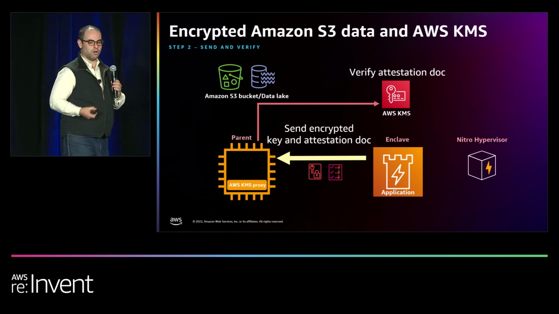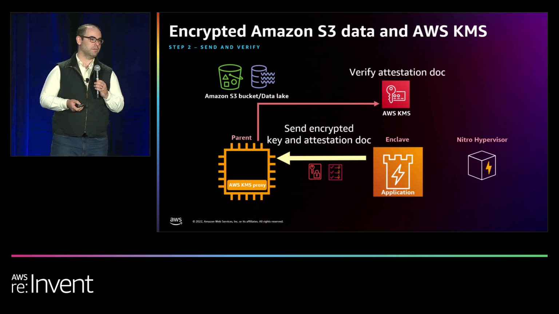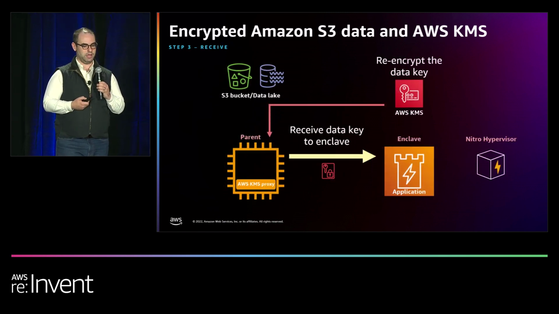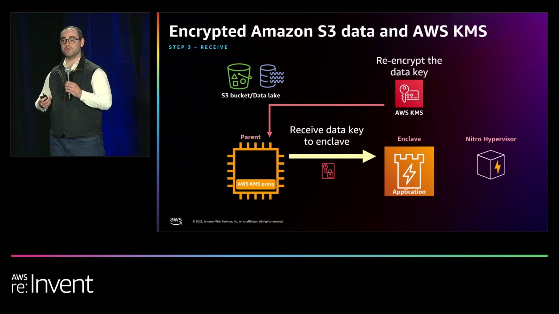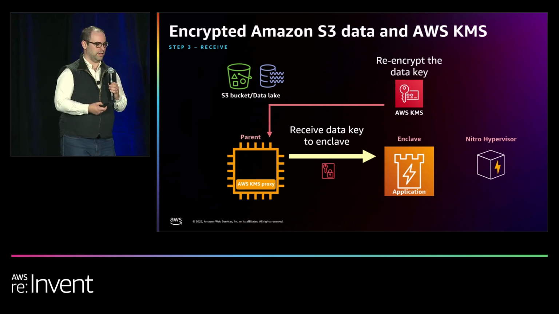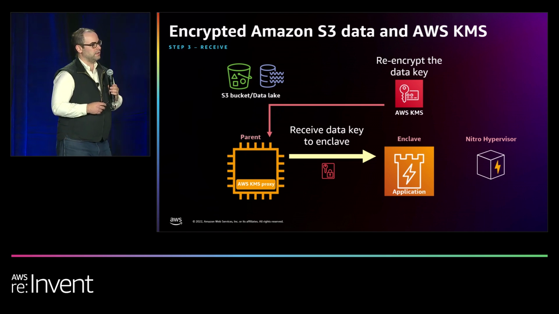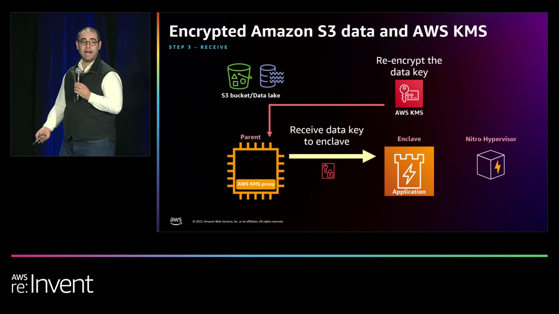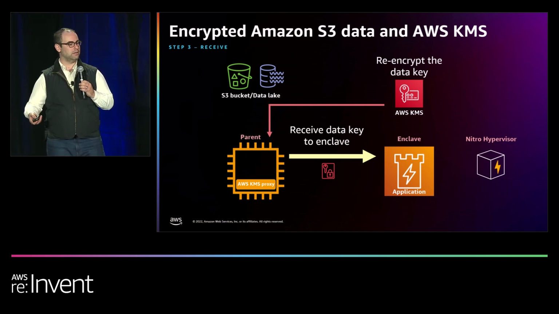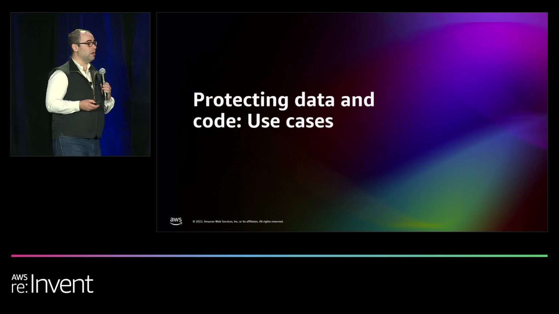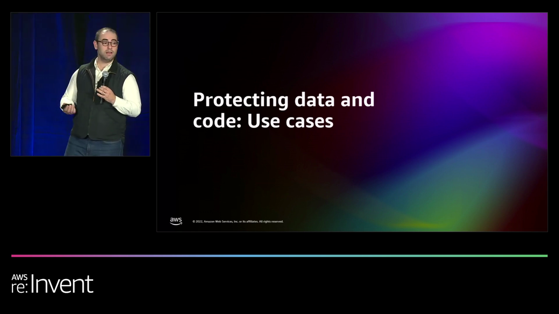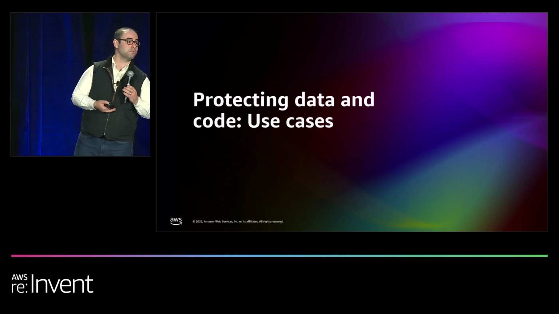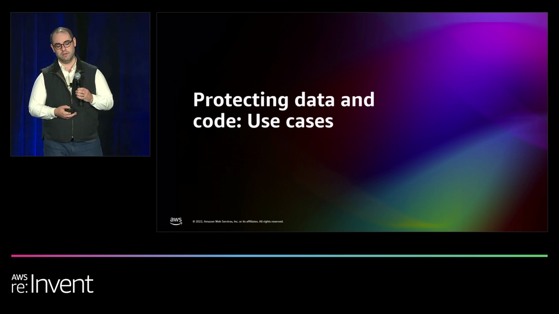So once KMS completes all of those steps, validates the document, confirms that this enclave is permitted to decrypt this key, it will decrypt the key and re-encrypt it using the public key provided by the attestation document. So this key has now been re-encrypted at the payload level and sent, encrypted in transit, back through the parent and in to the Nitro Enclave. The Nitro Enclave now has direct access to this data and can process it to derive business value, to answer critical questions, or to perform sensitive operations.